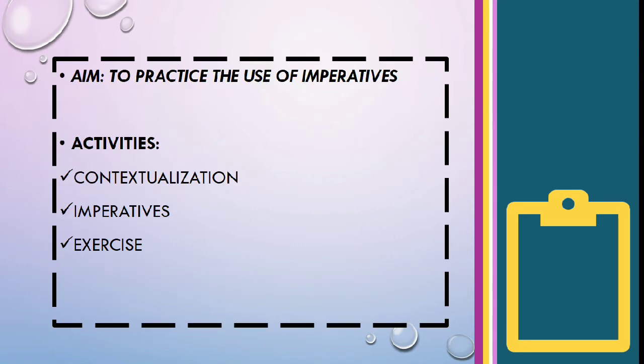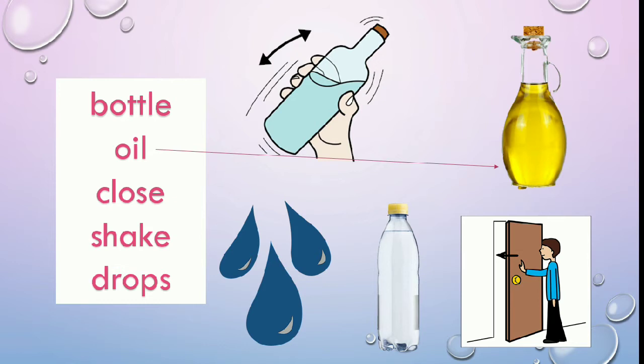And now, today, our aim is to practice the use of imperatives. And here we have our activities. Here we have 5 new words. And here we have bottle, oil, clothes, shake, and jobs.